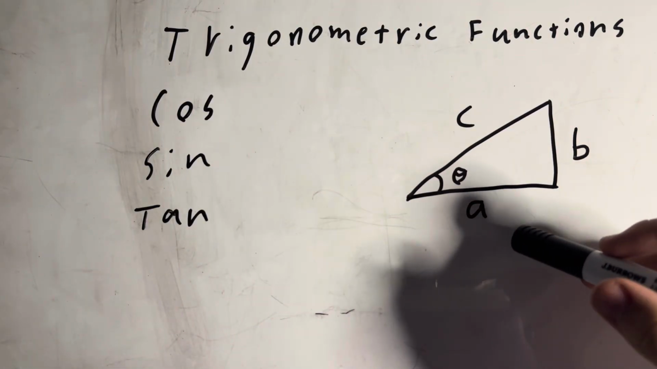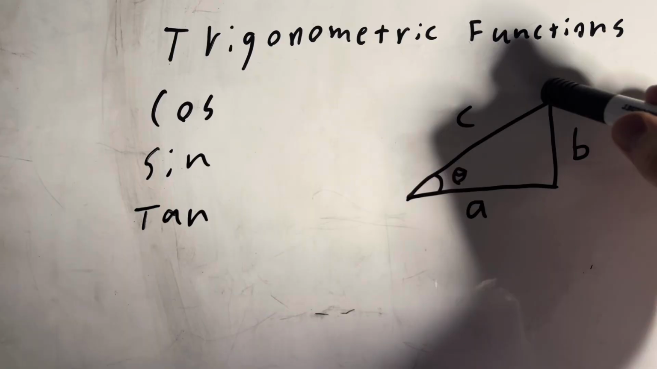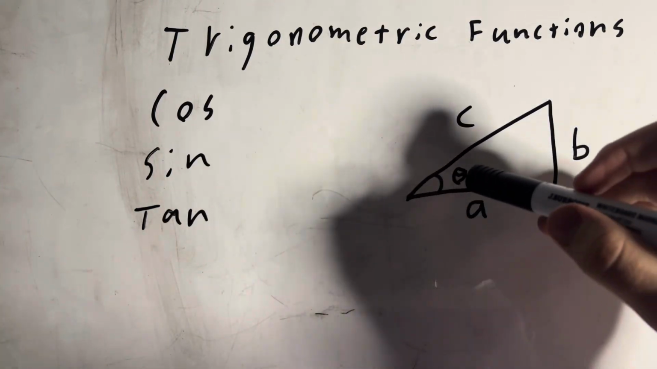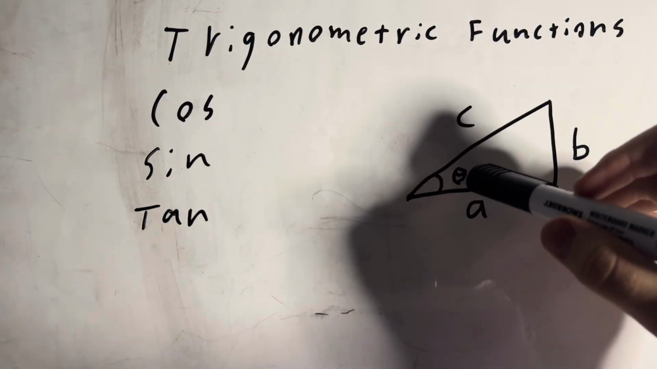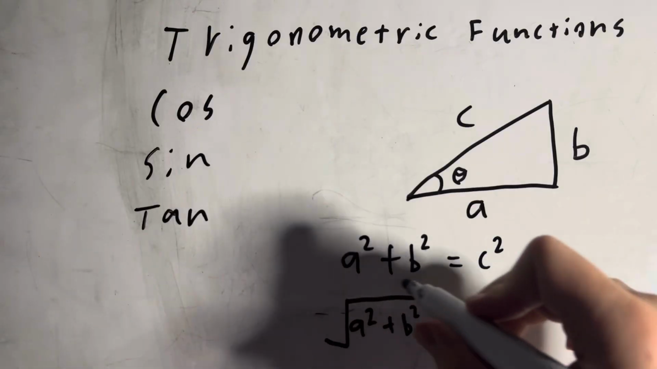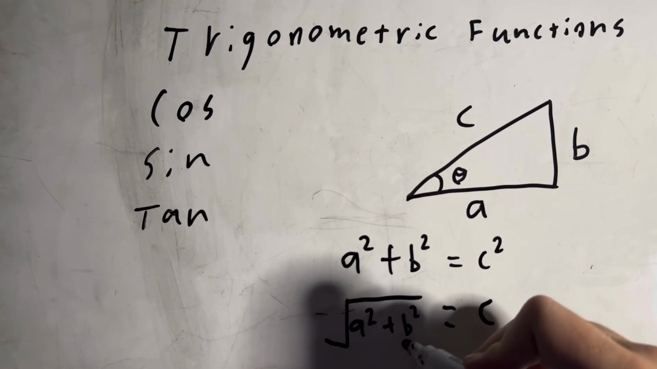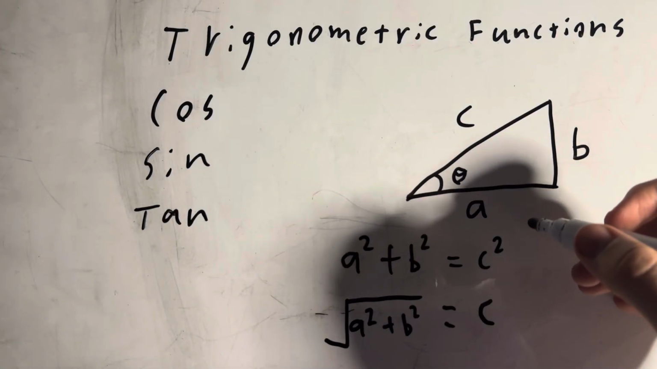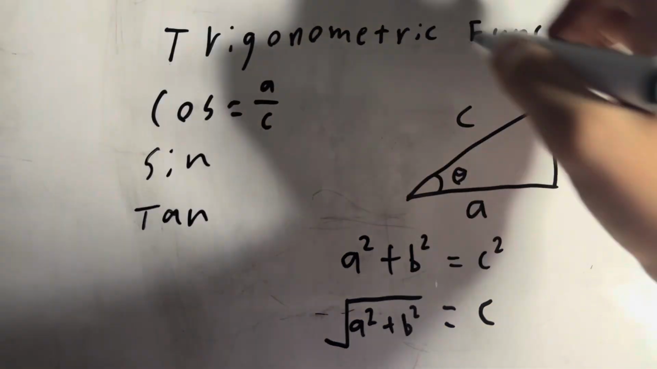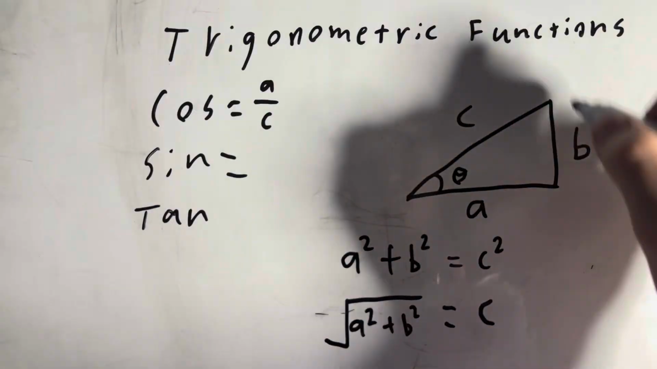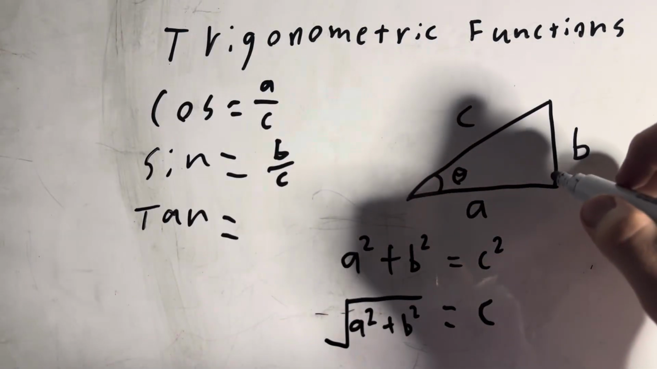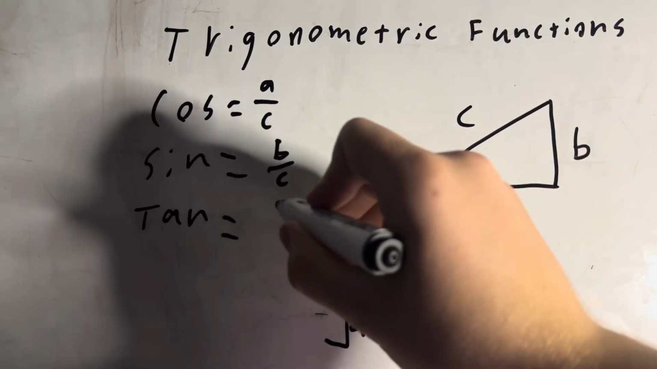Now there are 3 sides of a triangle: the adjacent side, which is right next to the hypotenuse and the angle, the opposite side, which is the opposite side of the angle, and the hypotenuse, which is always the longest side of the triangle and is a squared plus b squared equals c squared. Due to this formula, c is square root of a squared plus b squared. Anyway, moving on to the ratios. Cosine is equal to a divided by c, so adjacent divided by hypotenuse. Sine will be equal to b divided by c, and tan will be equal to b divided by a.